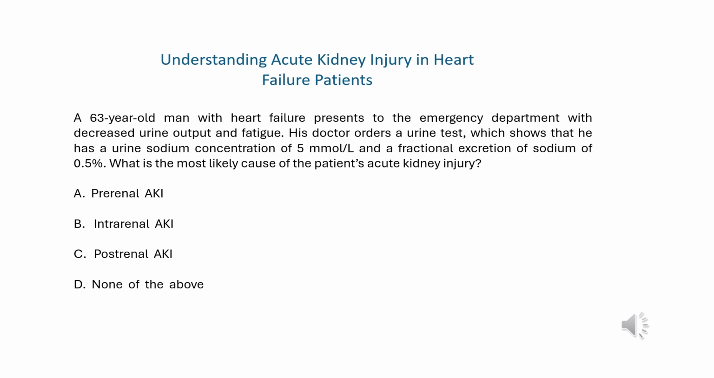We have a 63-year-old man with a history of heart failure who presents to the emergency department with decreased urine output and fatigue. To investigate the cause of his symptoms, his doctor orders a urine test. The results show a urine sodium concentration of 5 mol/L and a fractional excretion of sodium of 0.5%. Our task is to determine the most likely cause of the patient's acute kidney injury.